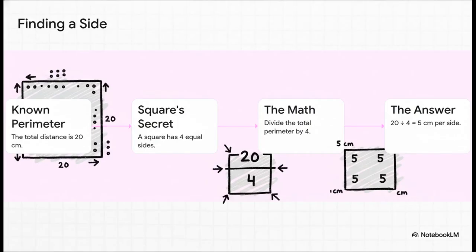To figure this out, we just have to work backwards. We know the perimeter is just the sum of 4 sides that are all equal, right? So to find the length of just one of those sides, we can just divide the total perimeter by 4. So 20 divided by 4 gives us our answer, 5 centimeters per side.